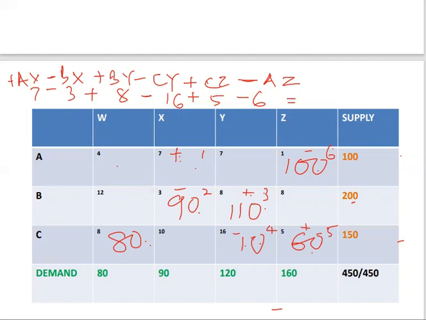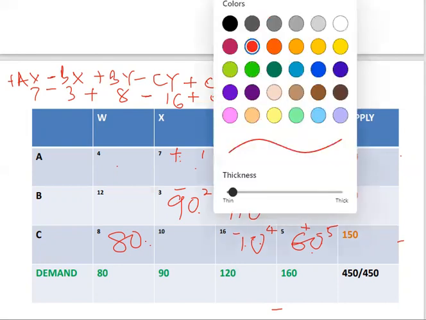Sorry, is AZ 6? AZ is 1. Where's AZ? AZ is 1, not 6. AZ is 1.